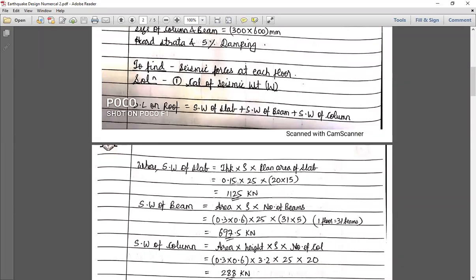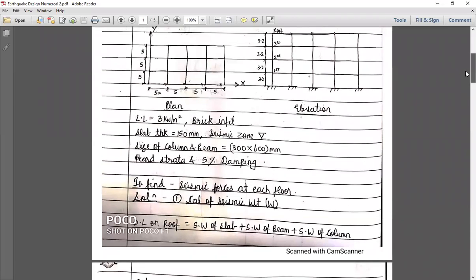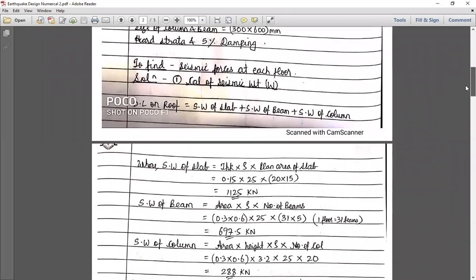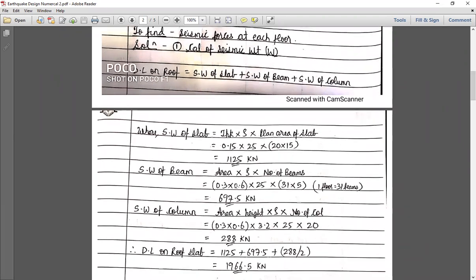The thickness of the slab is 150 mm. Density we have considered 25, and the plan dimensions I have just shown you. It is nothing but 20 by 15. You can see in the plan. Now we got the self weight of the slab. Now let us find out the self weight of the beam. The self weight of the beam is given by area into density into the number of beams.